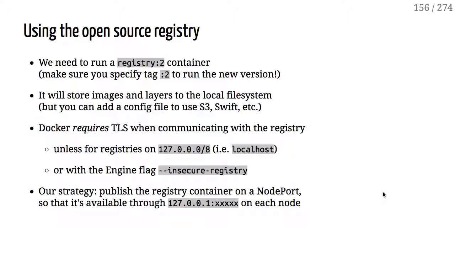For instance, if the node port is 34567, then we can connect to localhost port 34567, and that's our registry. And the Docker engine makes an exception to the TLS rule. If you connect to localhost, you don't need TLS, because even the NSA cannot snoop traffic that's going to localhost.